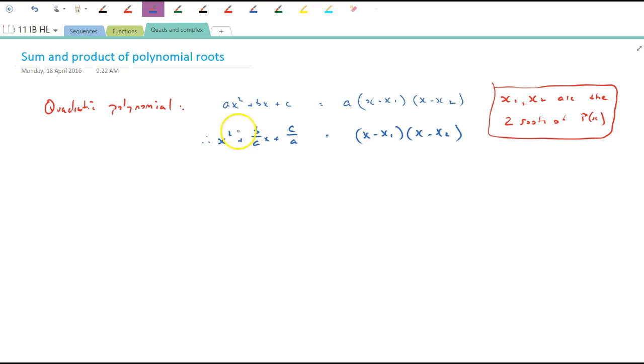Now I'm going to hold this for a bit. But what I want to do is expand this and then match off against this side. So on the right hand side, I'm going to have x squared minus x2 x minus x1 x, remember x1, x2 have little subscripts, plus x1 x2. So on the right hand side now I've got x squared. Now I want to work out my x coefficient. It's going to be a minus there, isn't it? I'll find it's x squared minus (x1 plus x2) x plus x1 x2.